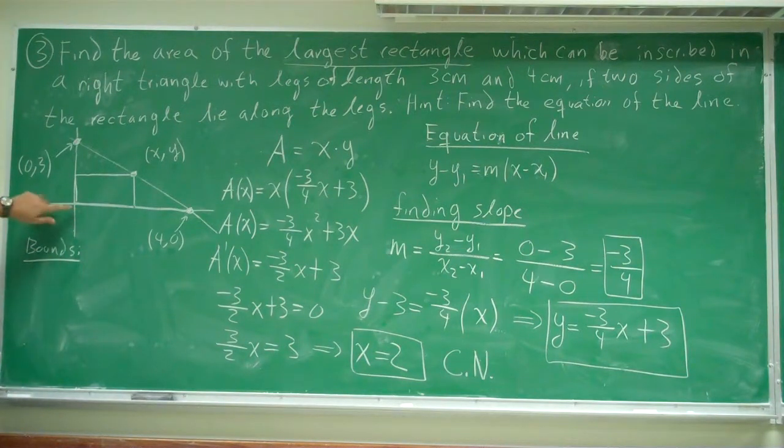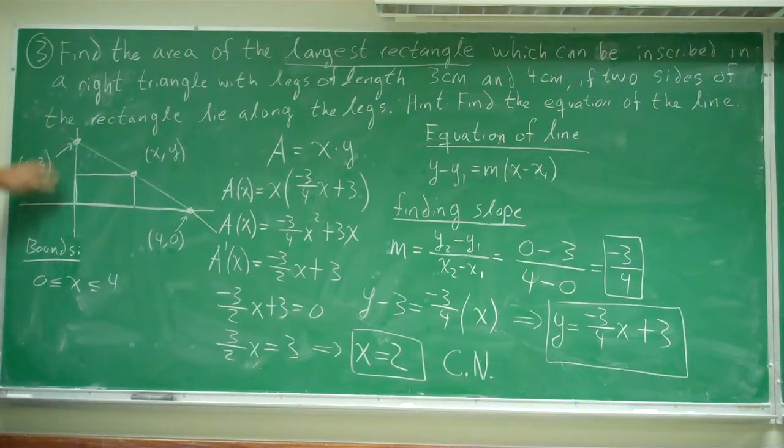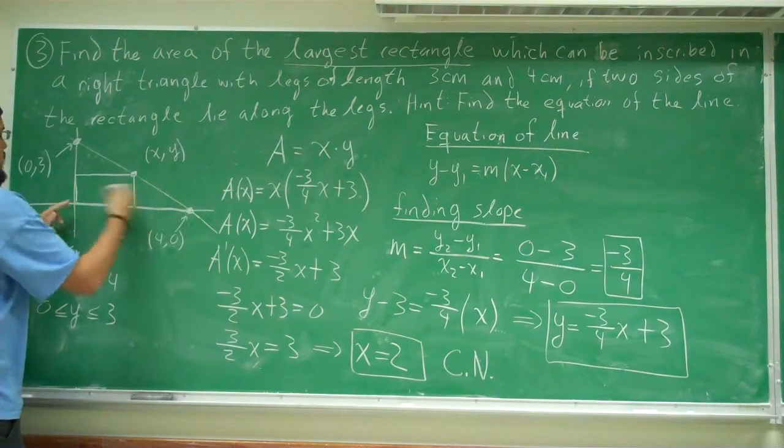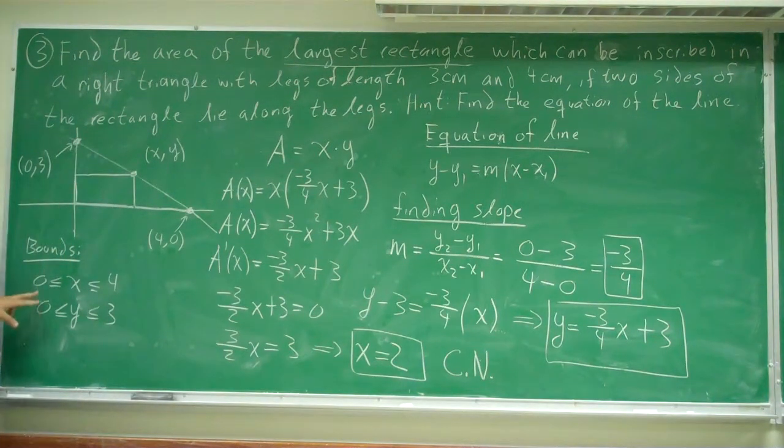For the x bound, it can be from 0 to 4. So x is in between 0 and 4, and y is in between 0 and 3. Okay? Just noting that, because this rectangle can be just here or all the way here, and the y side can be all the way up here or just there. So x can be between 0 and 4, and y can be between 0 and 3. X is 2 in that case, so we're fine, because 2 is in between 0 and 4.